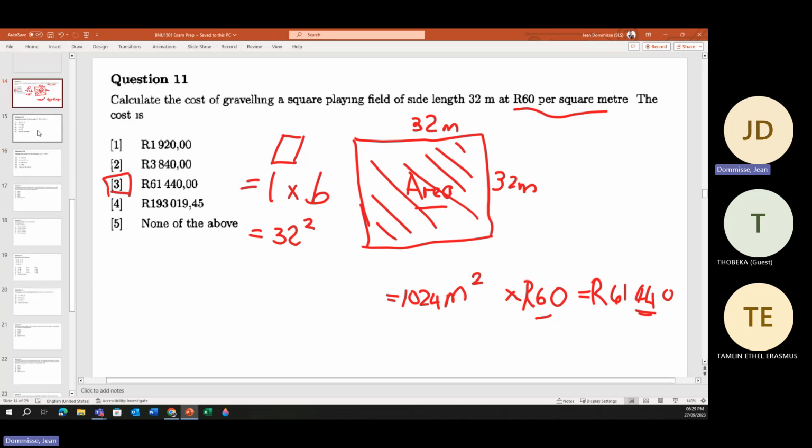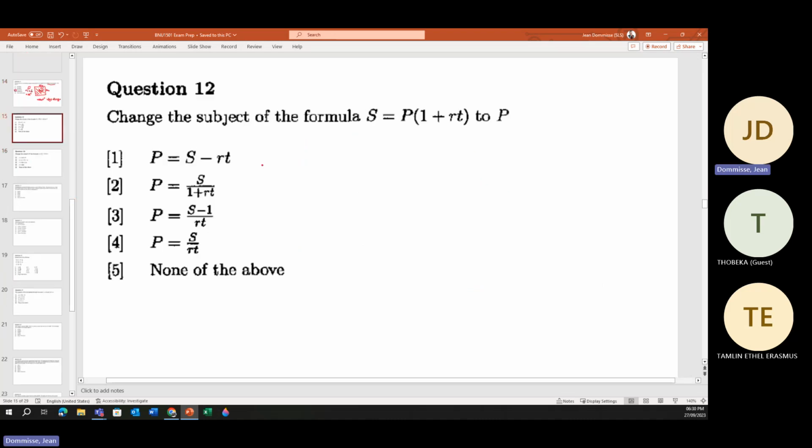Okay, so let's see what's the next question. So the next one is now we're going into some of the things we looked at last time. So a bit of financial maths.